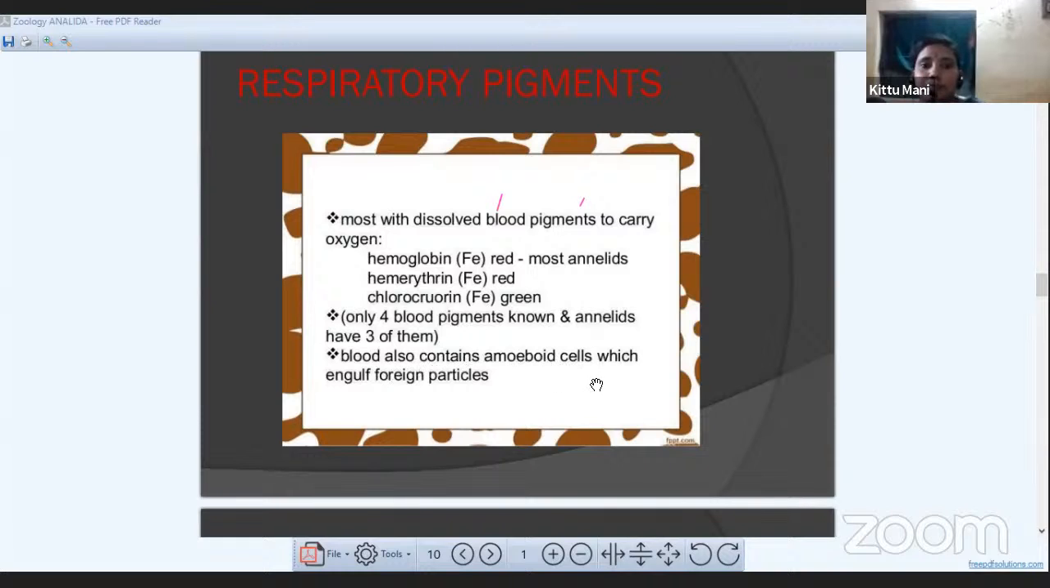Here, blood also contains amoeboid cells. Okay, amoeba structure. We know about the amoeba structure, the finger-like projections. Here also the amoeboid cells are present in the blood for engulfing foreign particles. Bacteria and viruses are also called foreign particles. These foreign particles are engulfed by these amoeboid cells, which are present in the blood of the annelid organism. Engulfing means smashing, removing.